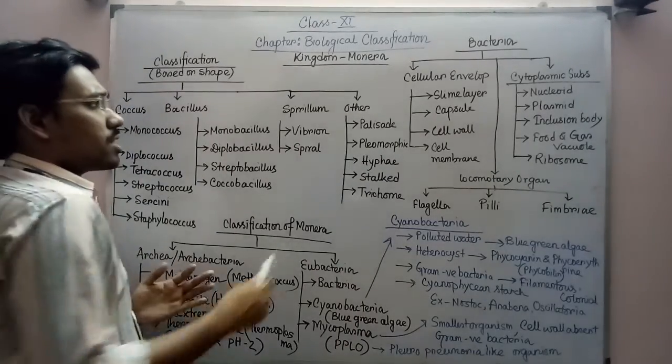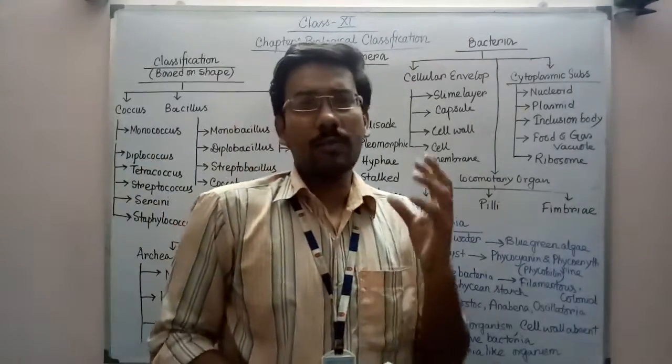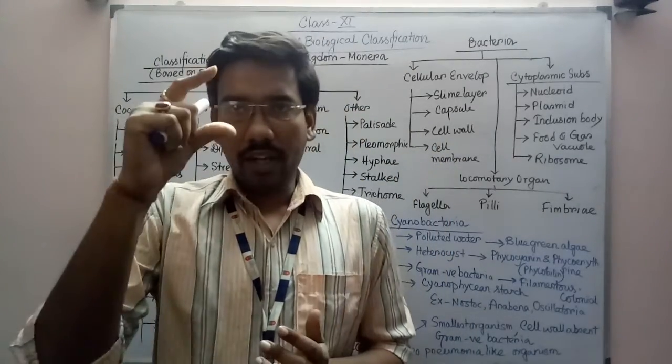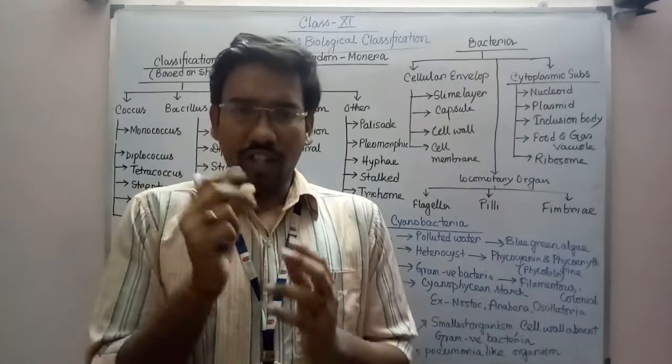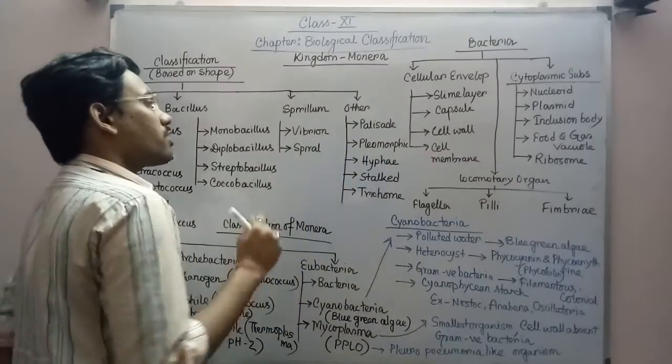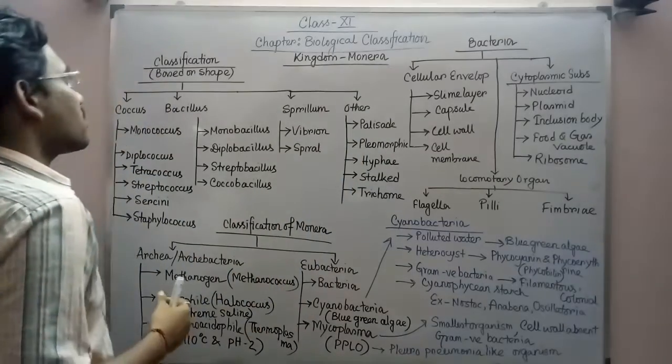Let's see whatever the shapes. First one, palisade shaped bacteria. That means these bacterial cells actually look like palisade parenchyma cells, elongated, almost fleshy structures, and almost oval shaped. So when a palisade parenchyma like structure is shown, it is known as palisade bacteria.